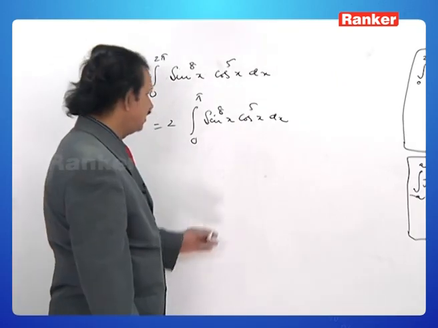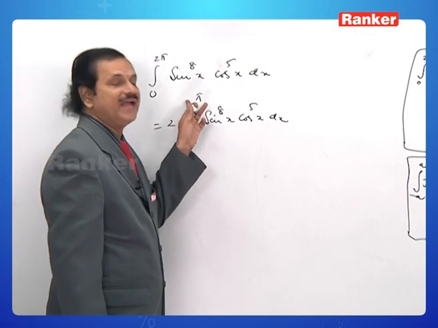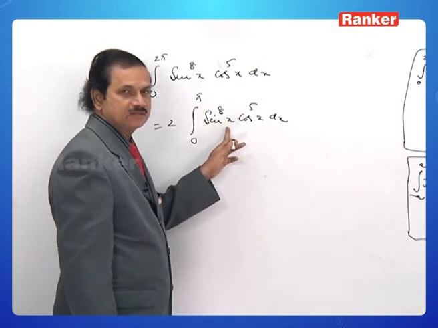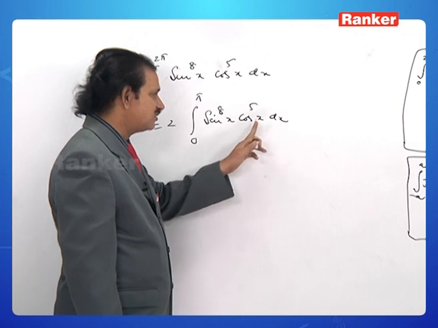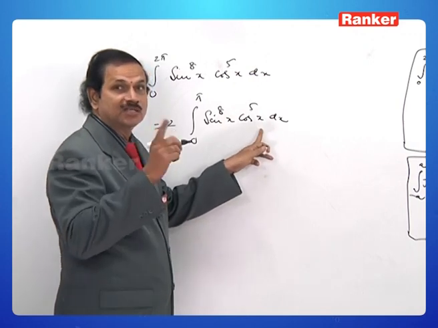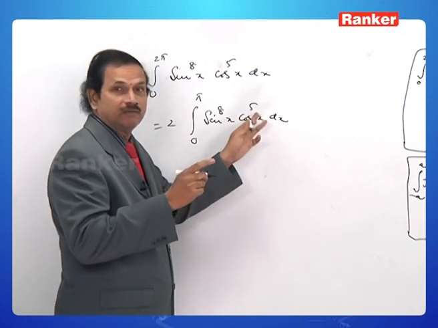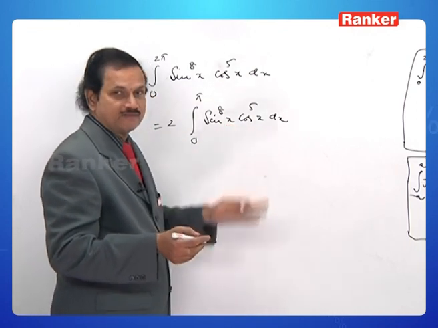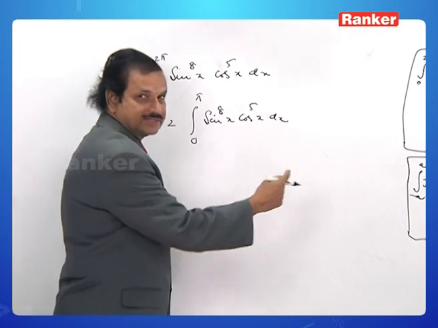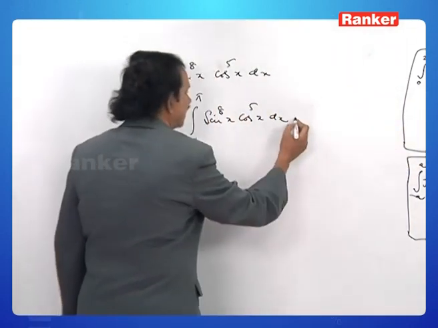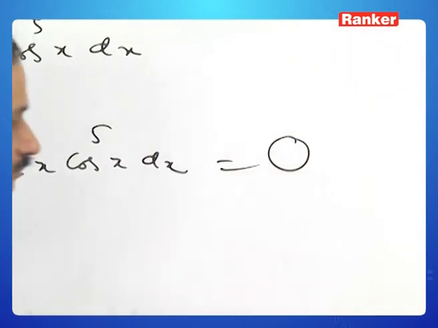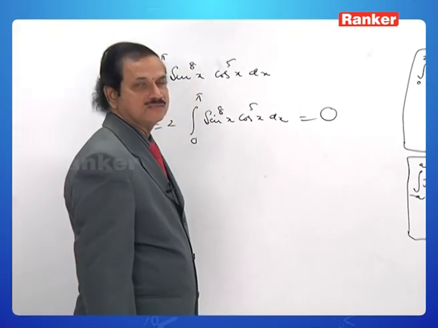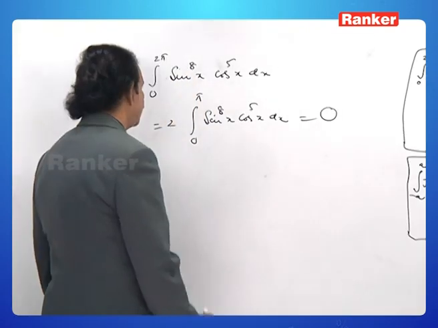Now you observe, in the place of 2a we now have pi. Sine of pi minus x is sine x, no change. Cos of pi minus x is minus cos x power 5, so minus cos power 5x, so the function changes. What type of case do you have to apply? The second case in this box, hence the answer is simply 0.